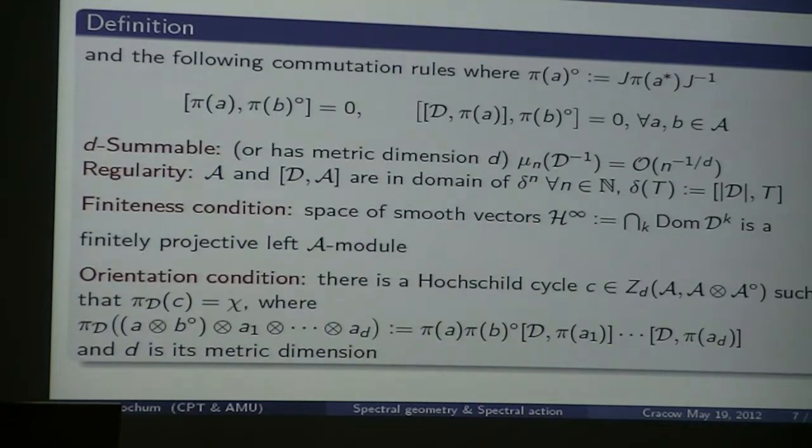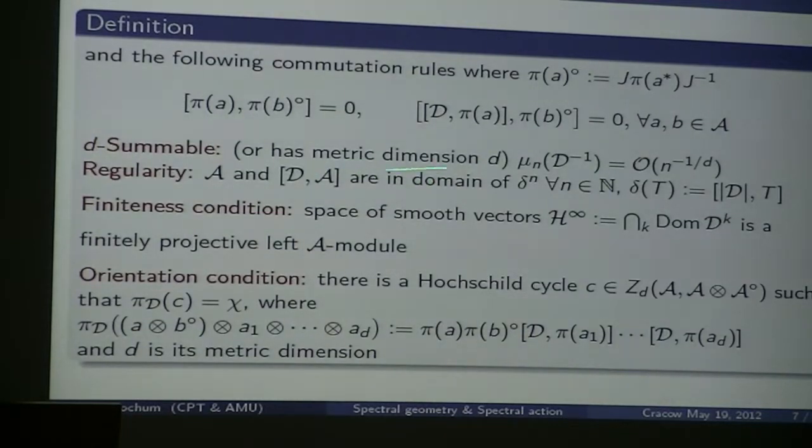So all these axioms are just algebraic, but of course you have to enter a bit into analysis, and you will say that your spectral triple is d-summable, d being a number, if the singular values of that operator, which is bounded, are under control, like that.